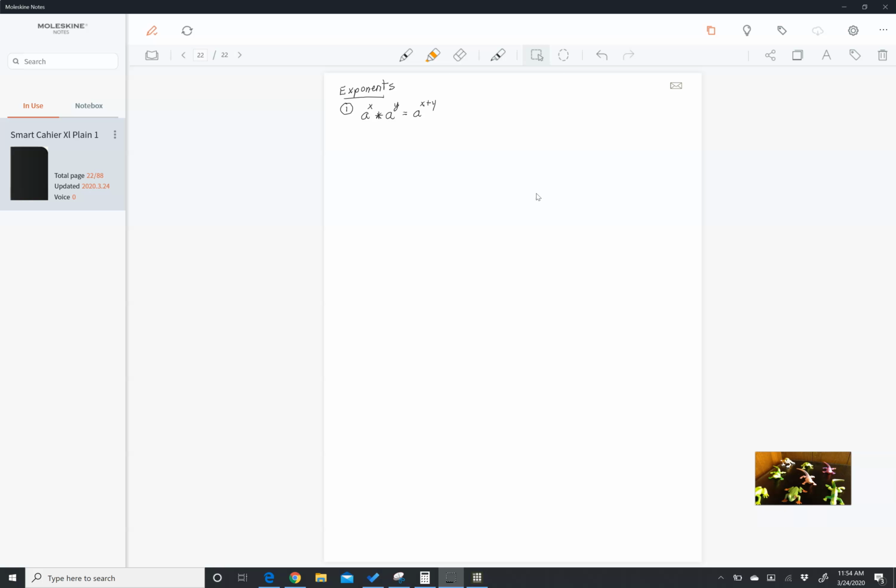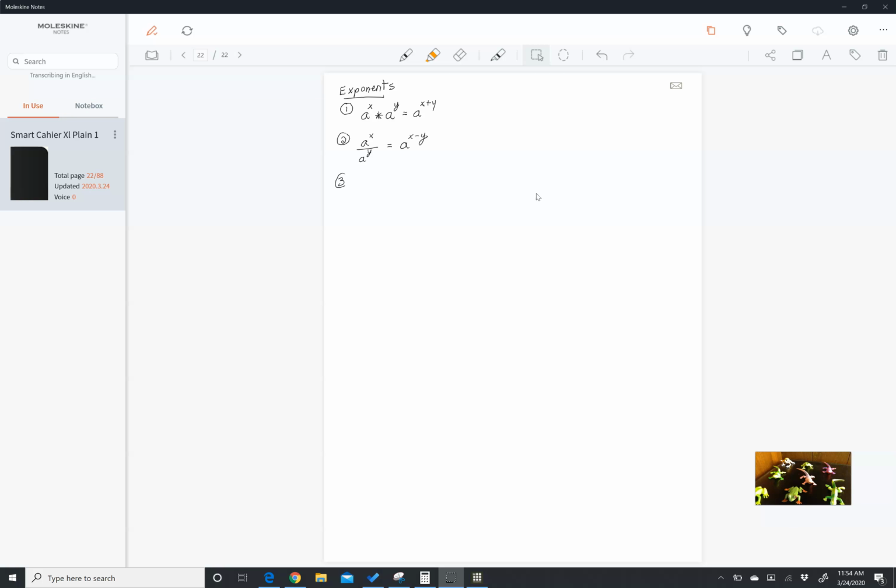Now we can say the same thing for division. I'm numbering these, but again, it's just so that it's a little bit easier for us to refer to later on. It's not that there's any order to these. So if we're dividing and we have the same base, then not surprisingly, we can subtract the exponents.